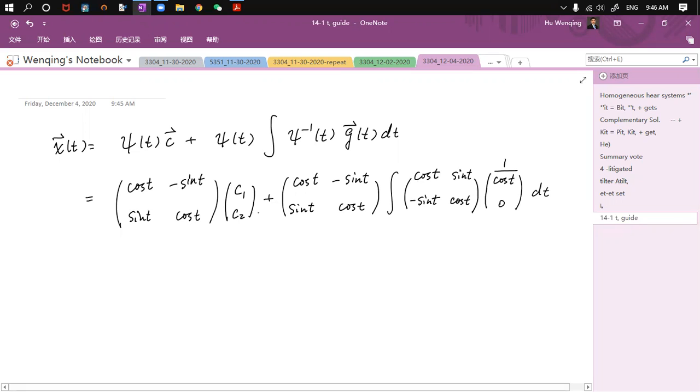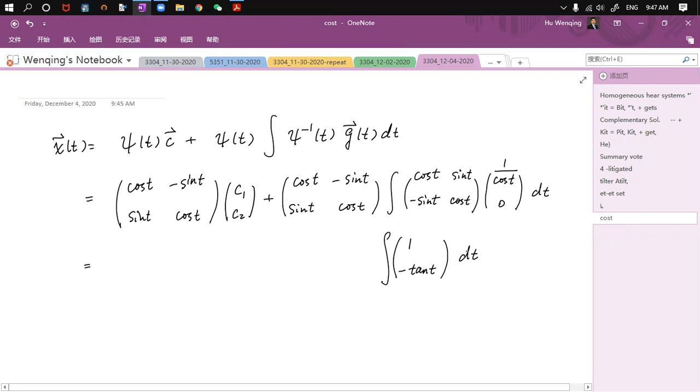And the rest of the story is to perform this matrix vector product first. Once you perform the matrix vector product, you integrate. So let's first do this. The integrand is going to have 1, and then minus sine over cosine plus 0. So that's going to be minus the tangent of t, right? So you're going to integrate this object dt. Is that good for everybody?